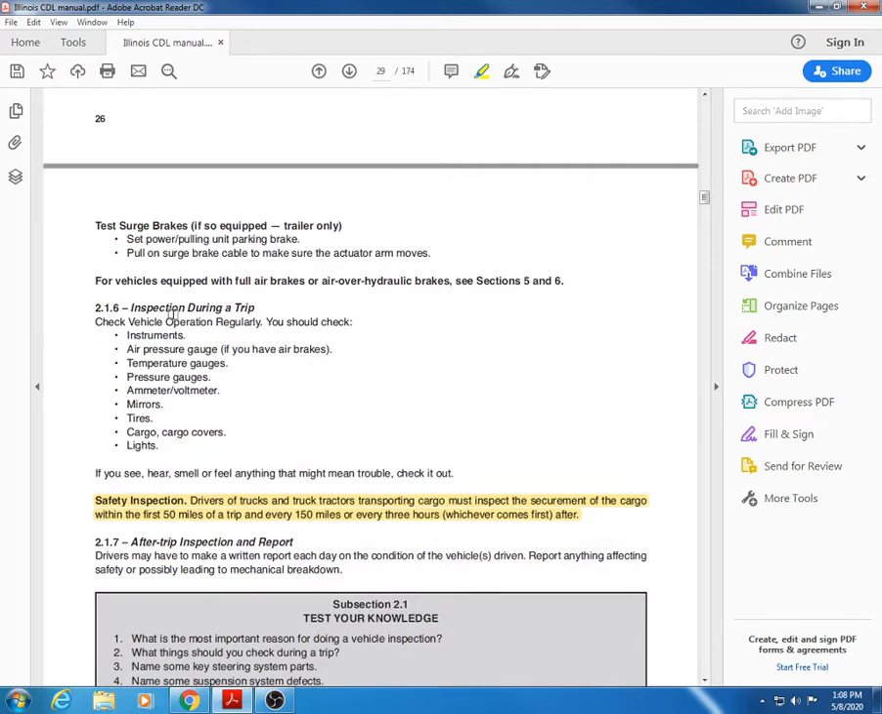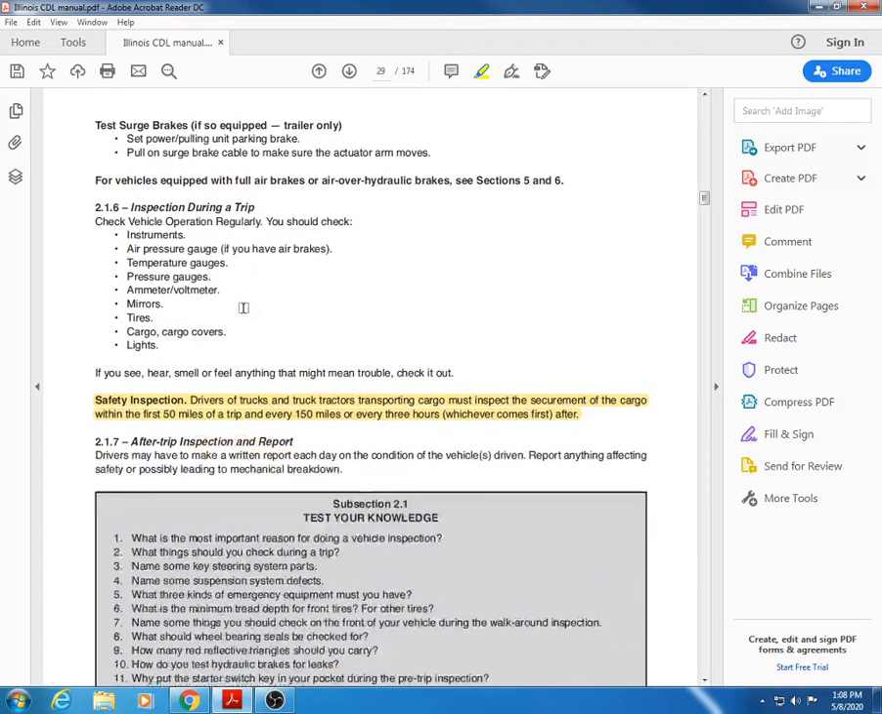Moving down, anytime you stop, you want to do some short inspections during your trip. And then there's finally the safety inspection. Drivers of trucks and tractors transporting cargo must inspect the securement of the cargo within the first 50 miles of a trip and every 150 miles or every 3 hours, whichever comes first after that.